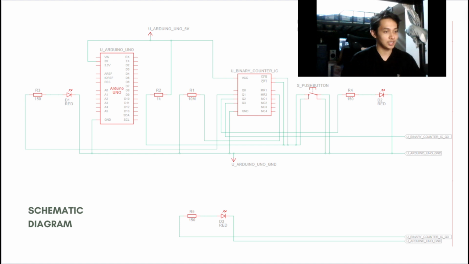And then we may see that the R5 and D3 is disconnected, but it is because it doesn't fit the schematic diagram made for the project. So it went beyond the limit of what Tinkercad can display horizontally in the schematic diagram. So that's why it looks like it's disconnected, but it is connected to this label. So we can see that U binary counter IC Q3 is the same as the ones above and below. And that's it for the schematic diagram.